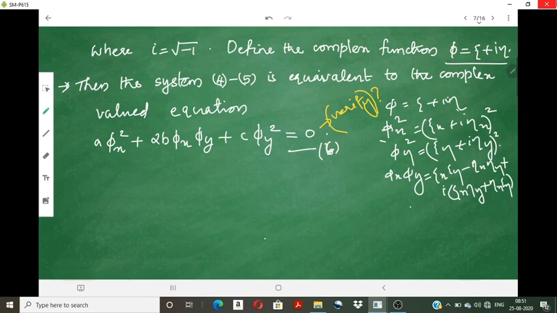Okay, so equation 5, the system, is equivalent to the single equation a φx² + 2b φx φy + c φy² = 0, where φ is the complex valued function θ + iη. So when we solve this equation 6, we will get φ. θ is the real part of φ and η is the imaginary part of φ. In that way, we can calculate θ and η.